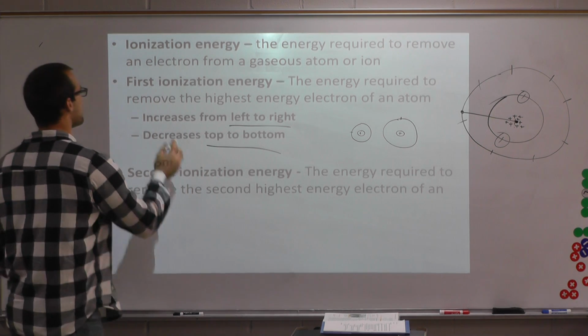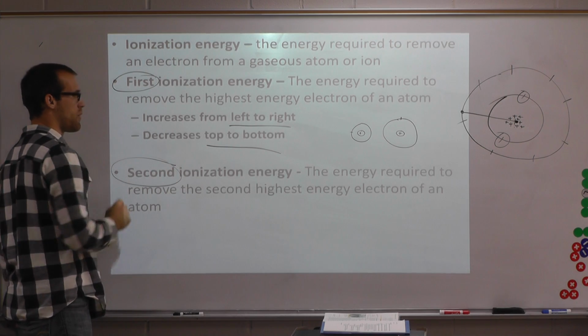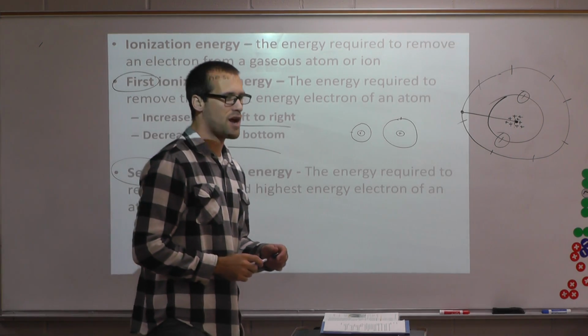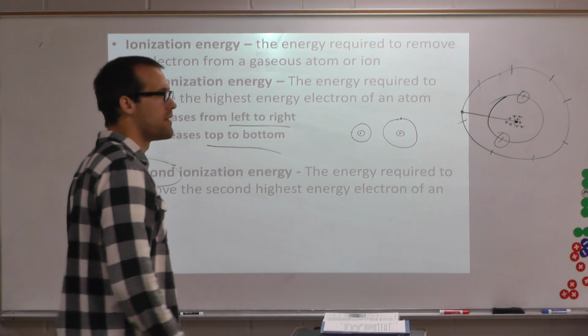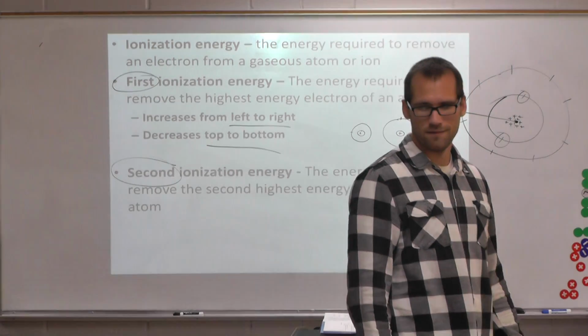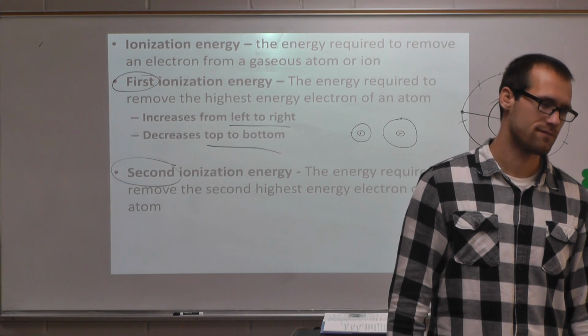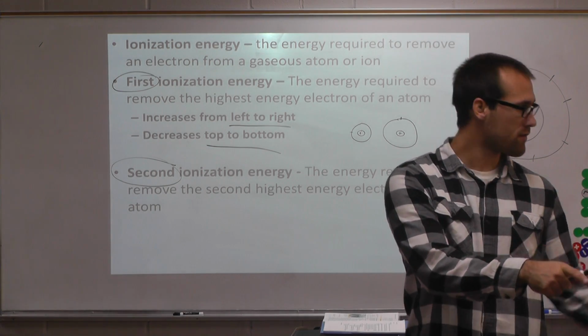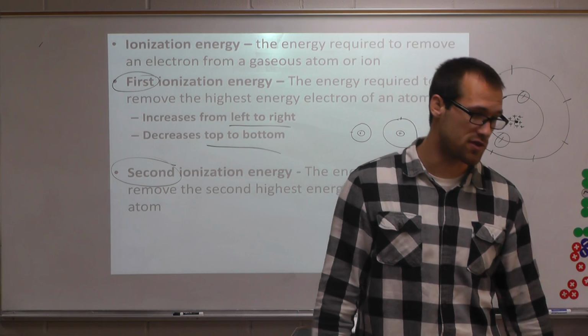First ionization energy would be removing the first electron. Second ionization energy will be removing the second electron. It always takes more energy to remove the second electron than it does the first. Why? Because it's charged. Closer to the positive charge. Both. Because it has a positive charge, and because it has a positive charge, it's also closer to the nucleus.